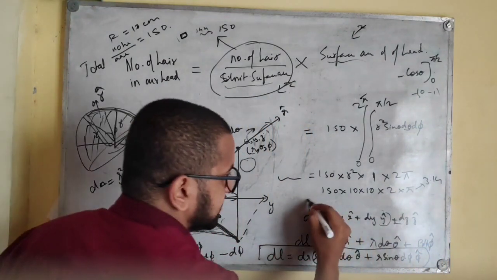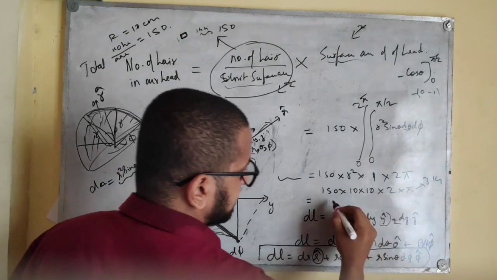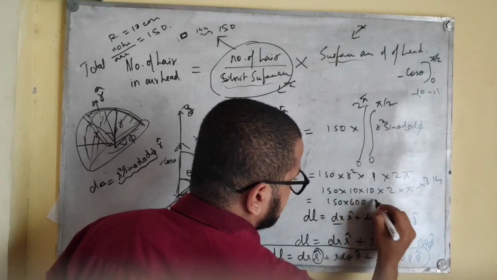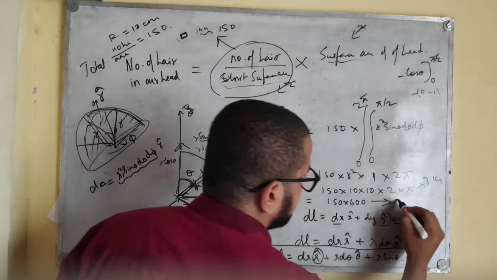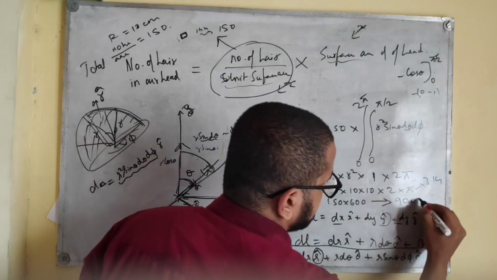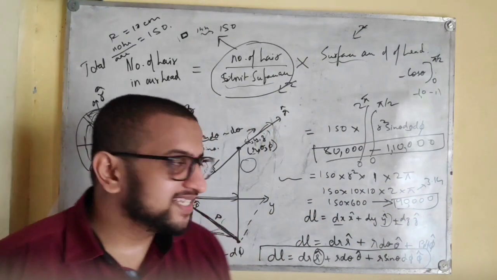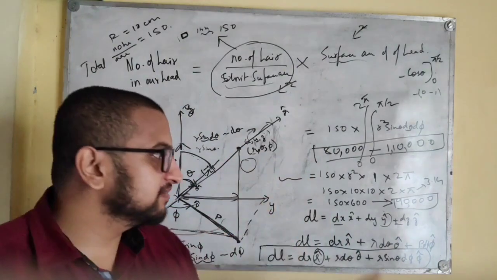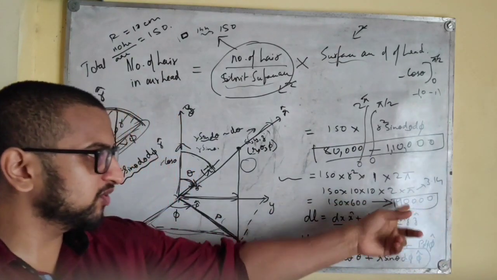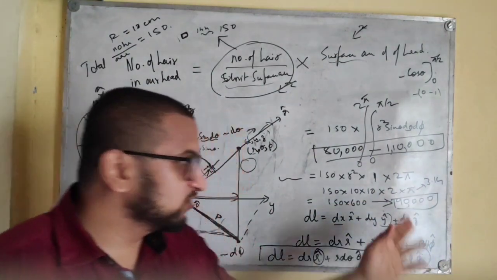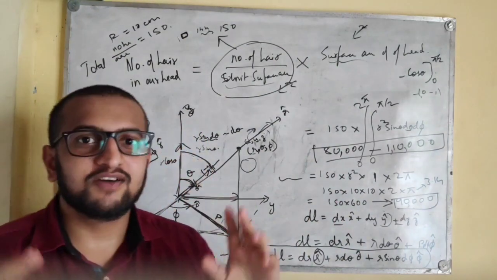I don't have a calculator, as I said. So 10 into 10 is 100, 100 into 2 is 200, 200 into 3 is 600. So 150 into 600, which is 6 into 15 is 90, followed by 3 zeros. So approximately 90,000 hairs. We just calculated the number of hairs on my head, that is 90,000. If I account for the 0.14 decimal, it's going to be some 92 to 95,000. I don't think so. But yeah, this is how we calculate the number of hairs on our head using mathematics.